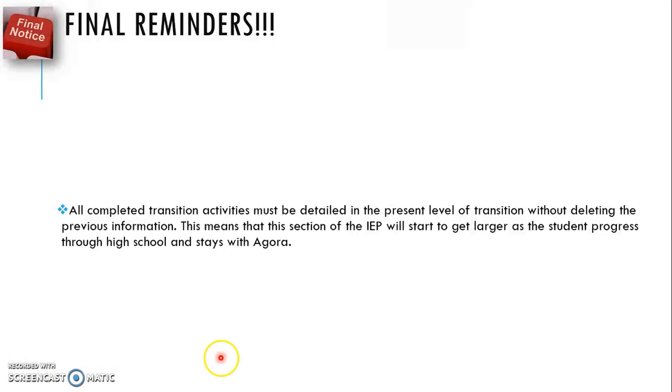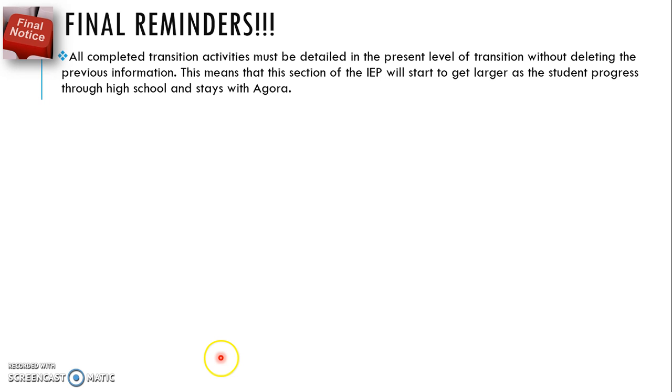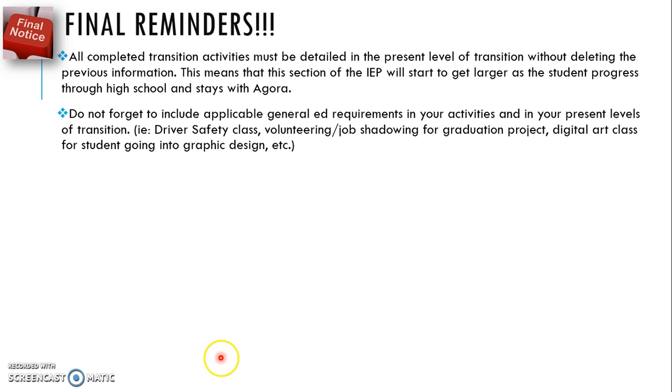So here are some final reminders. All completed transition activities must be detailed in the present levels of transition without deleting previous information. This means that this section of the Agora IEPs are going to get huge. They're going to be awesome, amazing. The activities in the grid are going to grow, so that means that your present levels of transition are going to as well. Do not forget to include the applicable gen ed requirements in your activities at present levels.